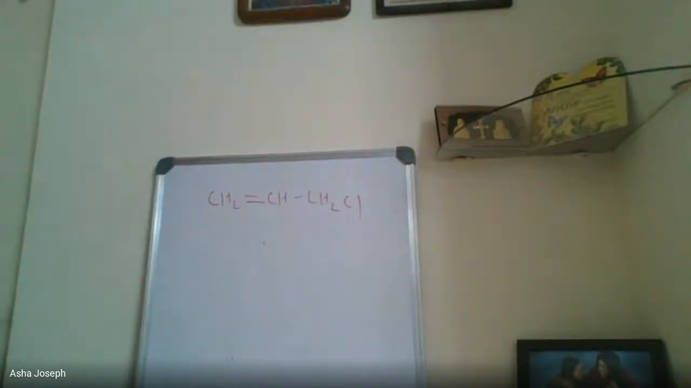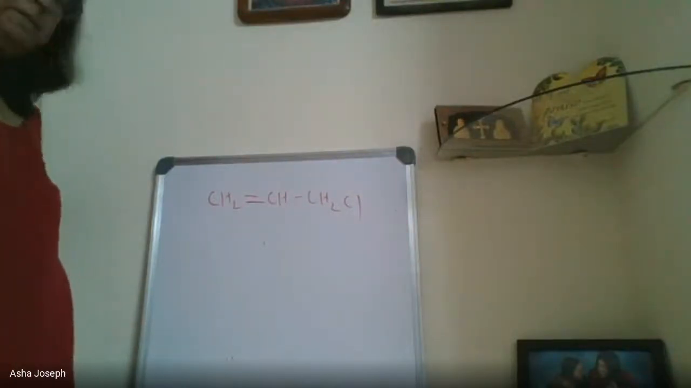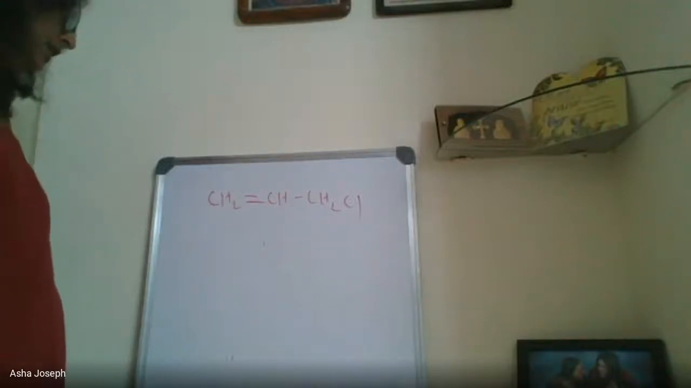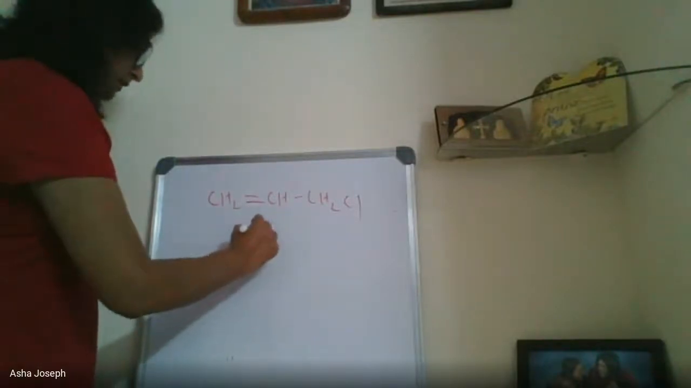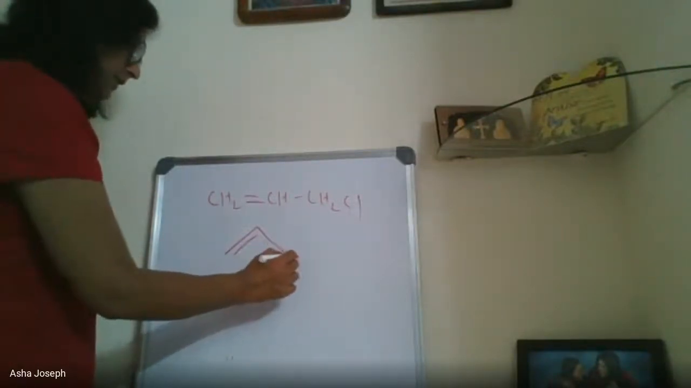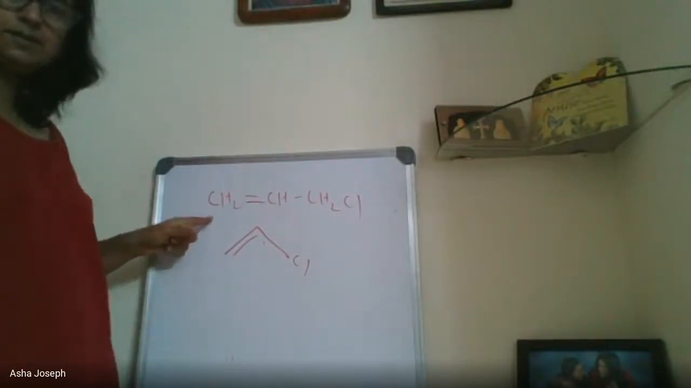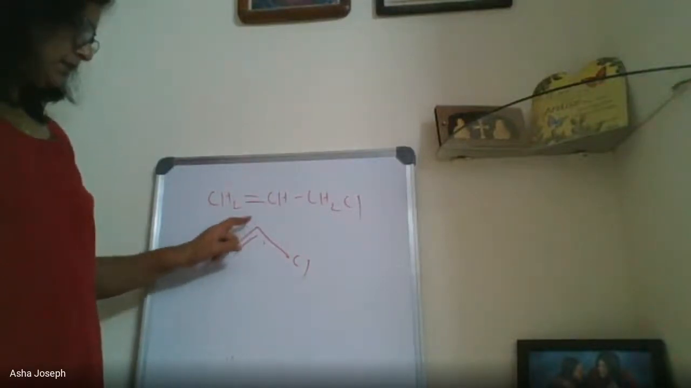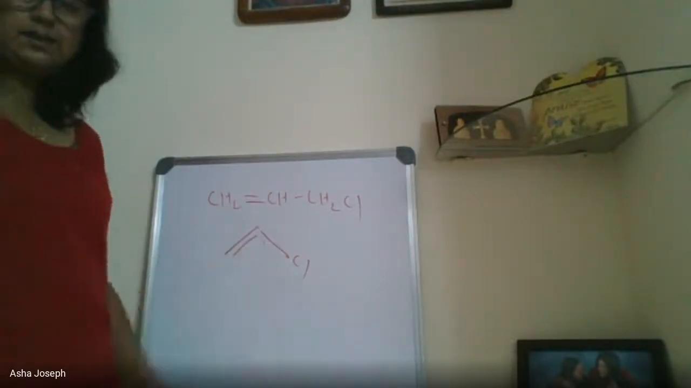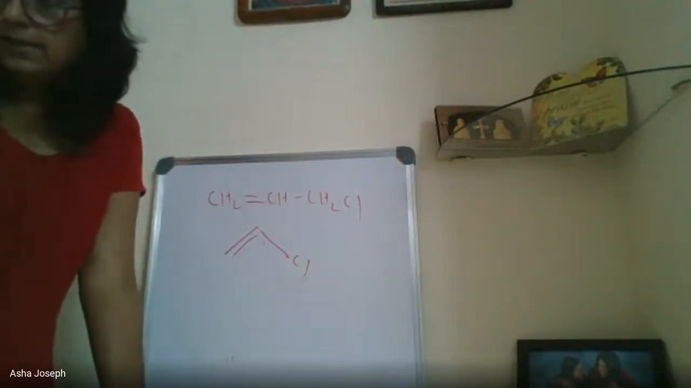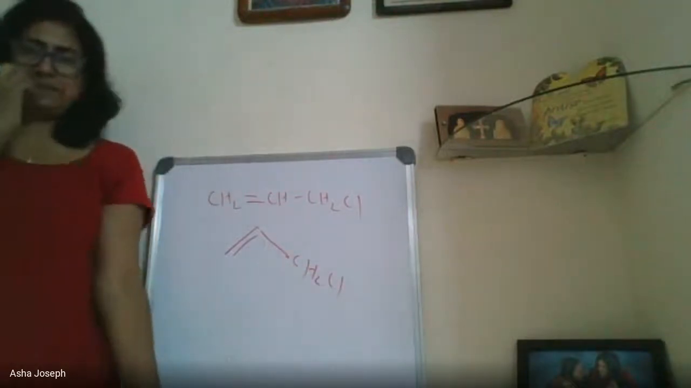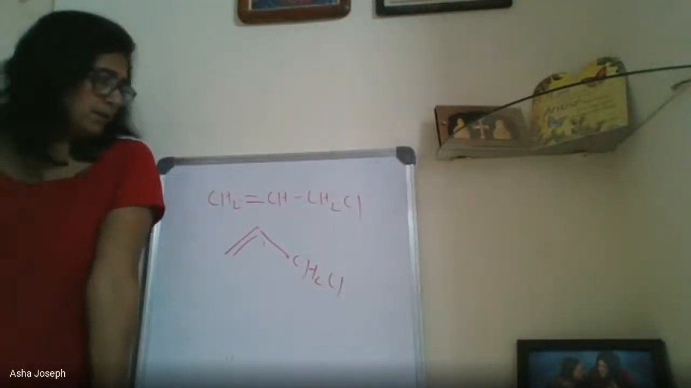The other way around I wrote. This is allyl chloride. And this way also you can represent it, isn't it? You understood this way of representing. We don't write CH2 here. CH2 double bond CH, CH2Cl. So here you have to write CH2Cl. This is allyl chloride.